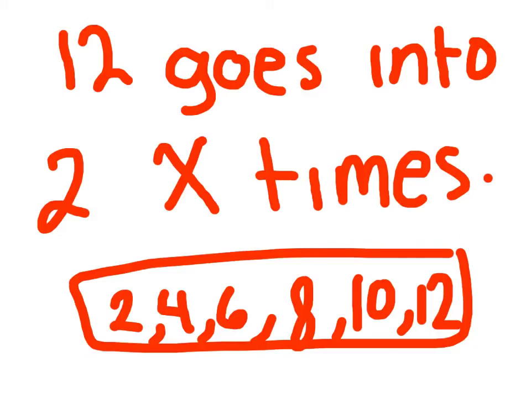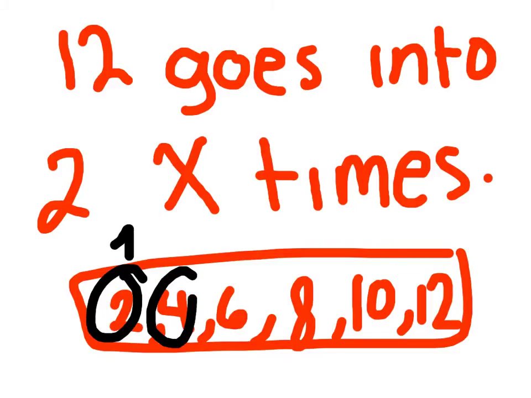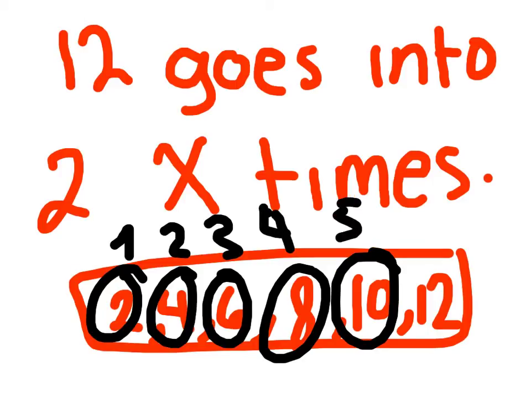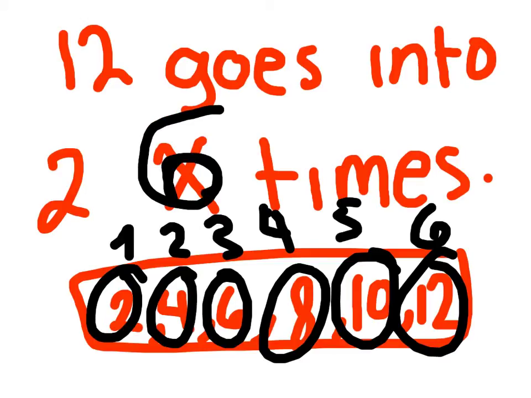We need to know how many times 2 goes into 12. So let's see. 2, 4, 6, 8, 10, 12. So it goes 6 times. 12 divided by 2 is 6.